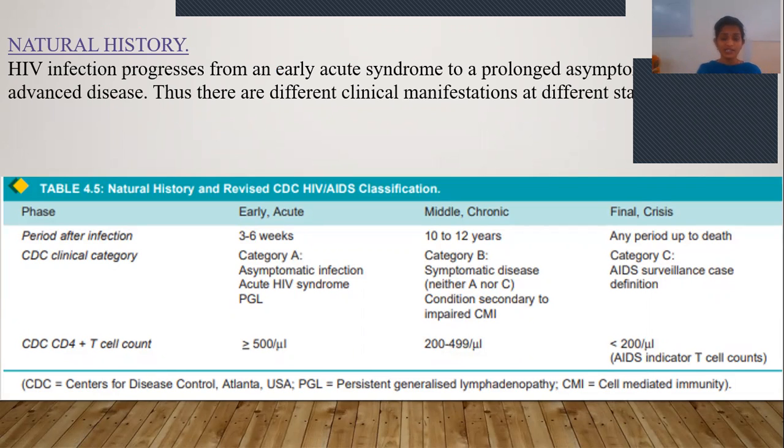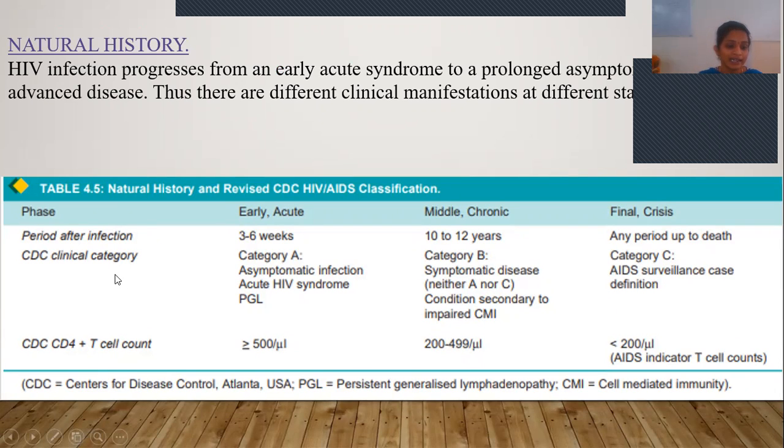And now coming to natural history. Here we'll be studying the different stages of HIV. Depending on the stages, we'll be classifying the different phases, based on a few parameters. The first is the period after infection. Immediately after infection, that stage of 3 to 6 weeks, we call early or acute onset of HIV. The middle or chronic stage is from 10 to 12 years if the patient is alive. And the final or crisis stage, after 10 or 12 years up to death, we call the final stage of HIV.